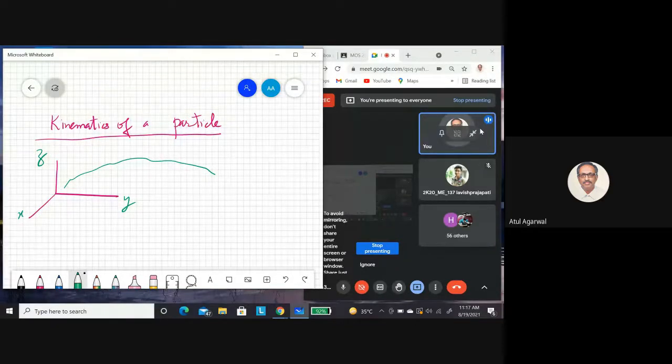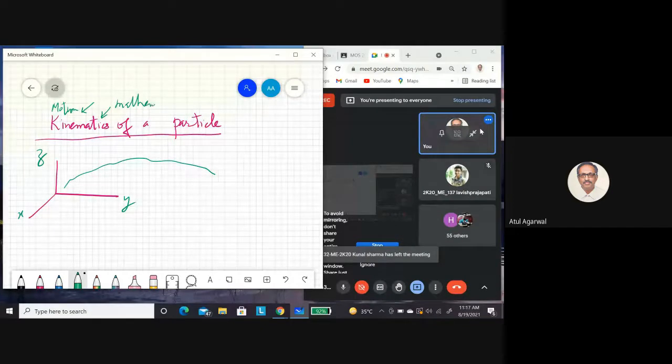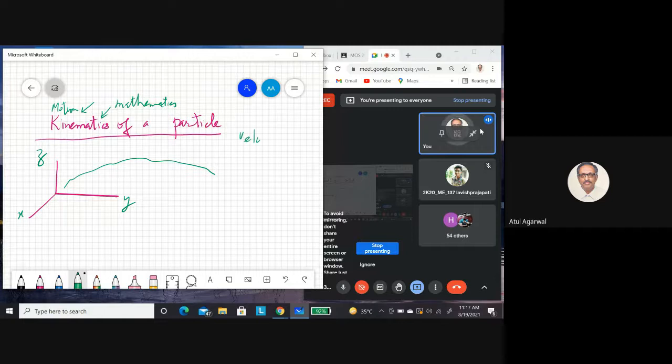What is the meaning of kinematics? Kine means motion. Matis is mathematics. So basically you are applying mathematics to a trajectory. Okay. Or mathematics to geometry of a motion. So that is kinematics. By just applying mathematics, you can find velocity, acceleration of the particle.